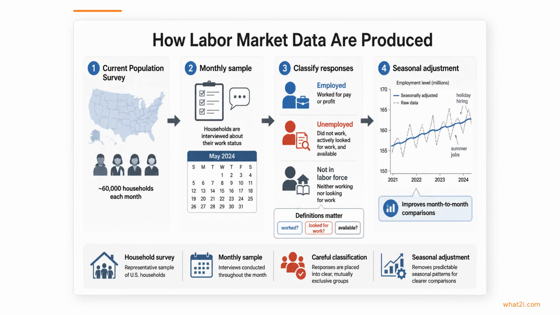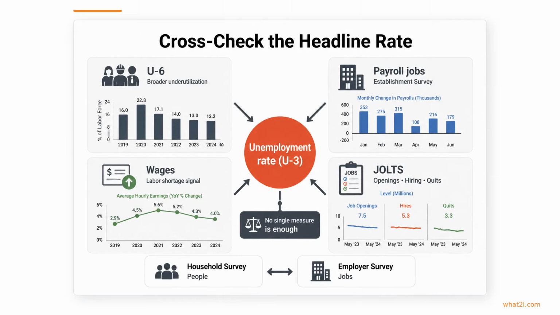These headline numbers come from careful survey work, not guesswork. Each month, the Bureau of Labor Statistics surveys households, classifies people based on whether they worked or searched for work, and then uses seasonal adjustment to make month-to-month comparisons more meaningful. Good analysts do not stop at the headline unemployment rate. They cross-check it against broader measures like U6, payroll growth from the employer survey, wage trends, and JOLTS data on openings, hiring, and quits to see whether the story really holds together.